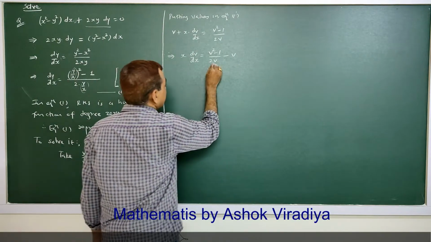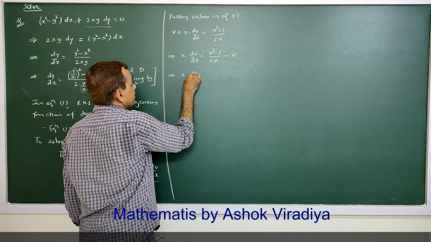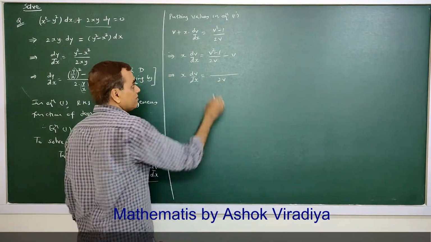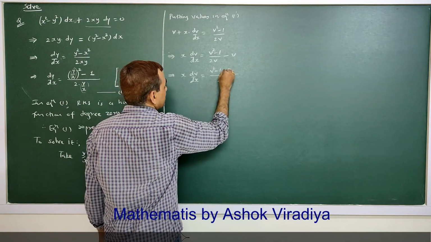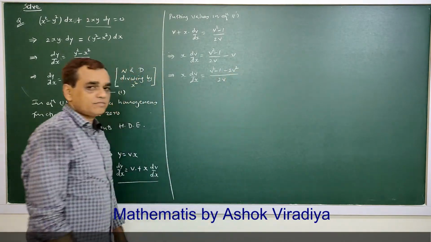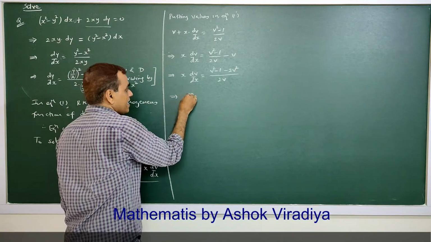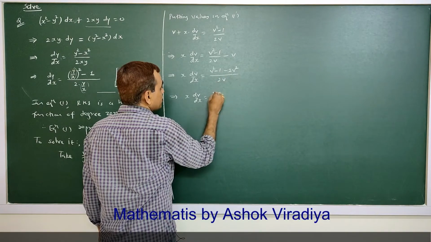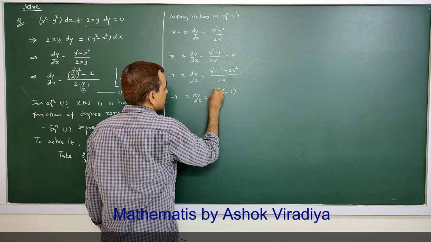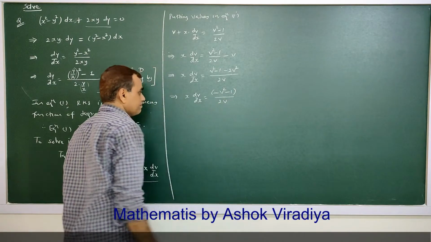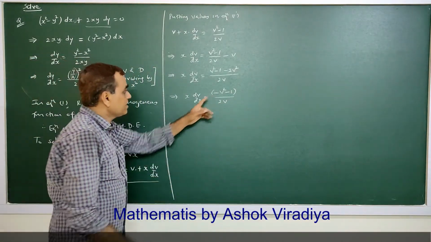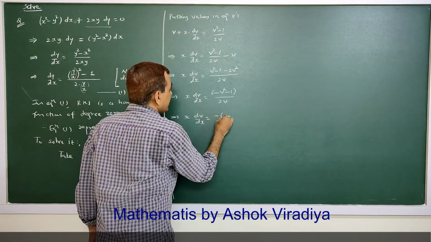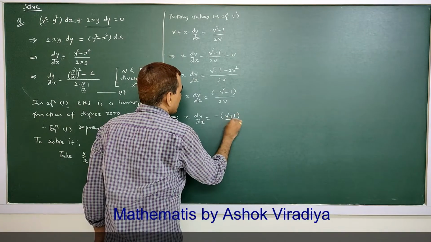Now we simplify the right hand side. RHS is completely in terms of v. So here 2v is the LCM: v square minus 1 minus 2v square. So that is x into dv by dx is v square minus 2v square, which is minus v square, minus 1 upon 2v. We keep this in a simpler form. x into dv by dx is, taking minus common, minus v square plus 1 upon 2v.